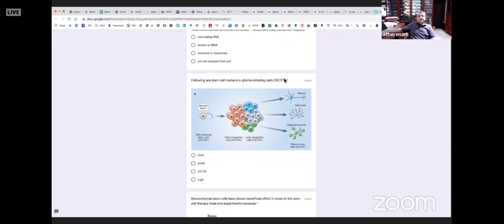Following are stem cell markers in glioma initiating cells. This is a little tough, but we talked about LGR5, CD133, CD44. These are all tumor stem cell markers. IDH1 is an enzyme. It's not a cell surface marker. It's an enzyme inside the mitochondria and in the cytosol, which is important in turning isocitrate into alpha-ketoglutarate. So that is the answer.